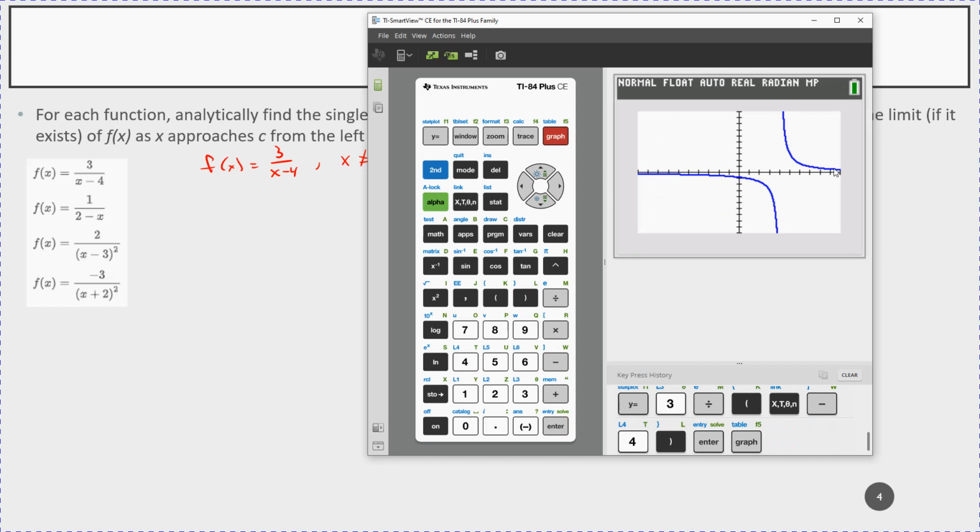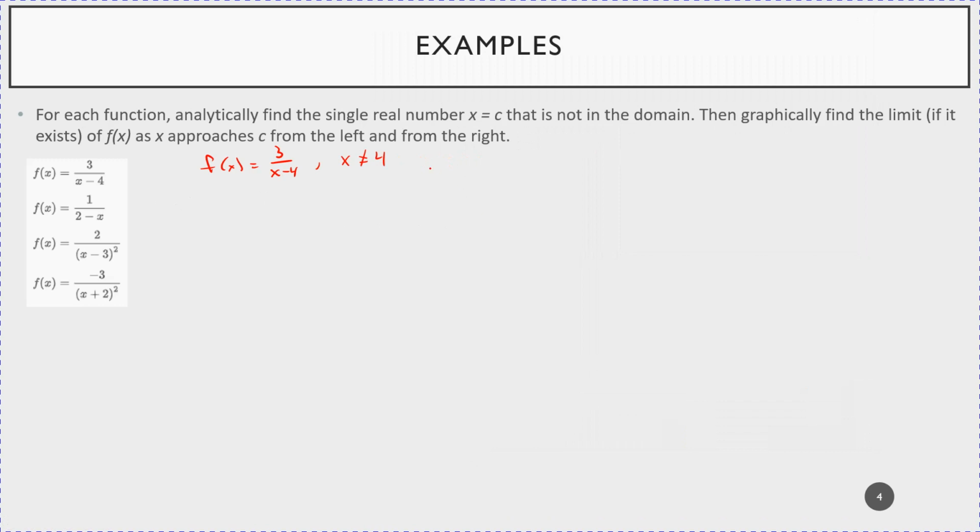You can see that as x goes to 4 from above, it goes to infinity, and as x goes to 4 from below, it goes down to negative infinity. So the limit as x goes to 4 from above of f of x is equal to infinity, and the limit as x goes to 4 from below of f of x is equal to negative infinity.